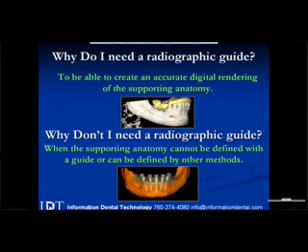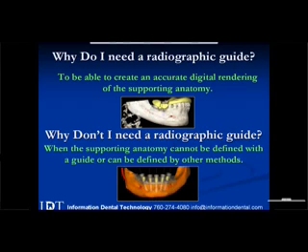And so that's why you need a radiographic guide, because when we do that dual technique, we're able to get a clear view of the supporting anatomy based on the radiographic guide's fit. And so that's why you need a radiographic guide.